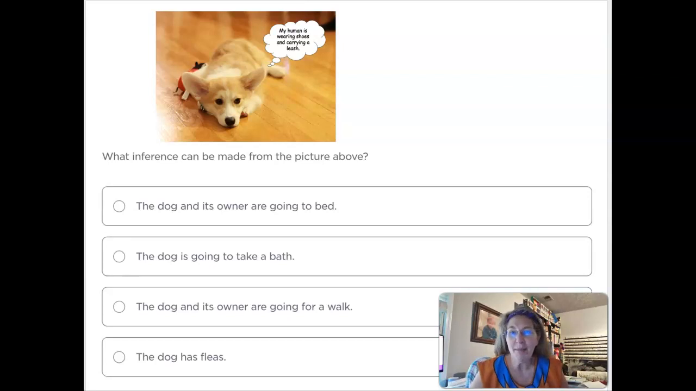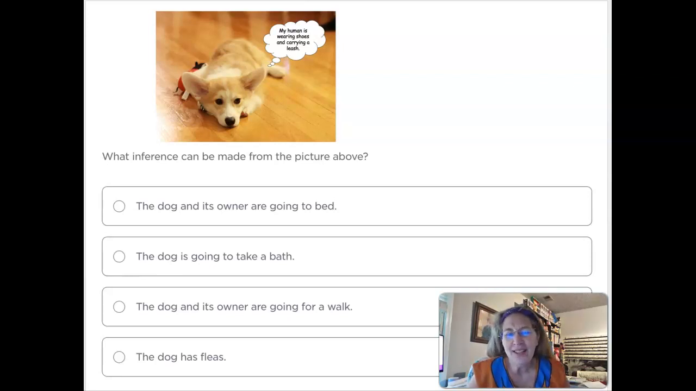The dog is going to take a bath. Again, I don't see any water, no soap, no drying towels. So it's possible. The dog and the owner are going for a walk. That's probably pretty plausible. I know that my dogs know when we get ready to go somewhere, and they want to go. They wag their little tails, like, "Hey!"